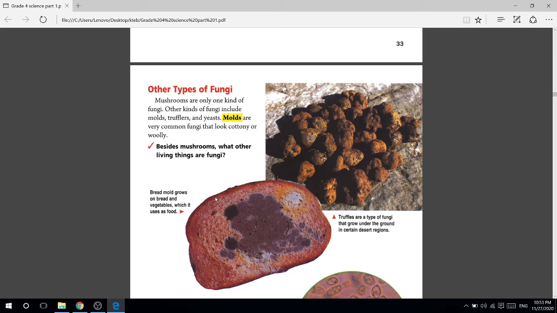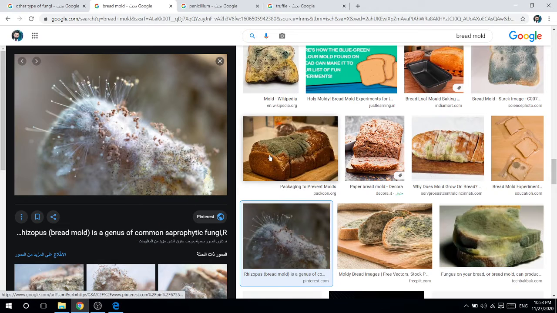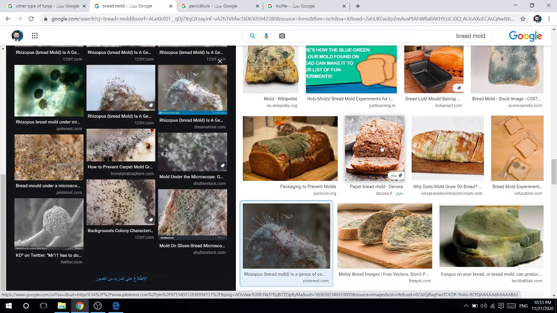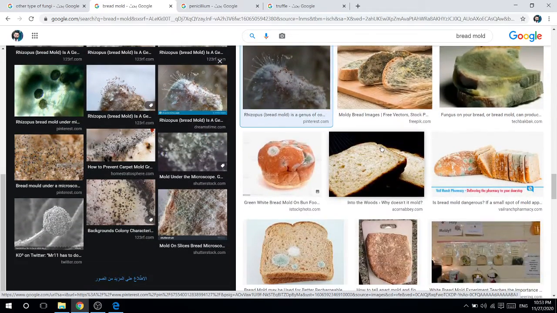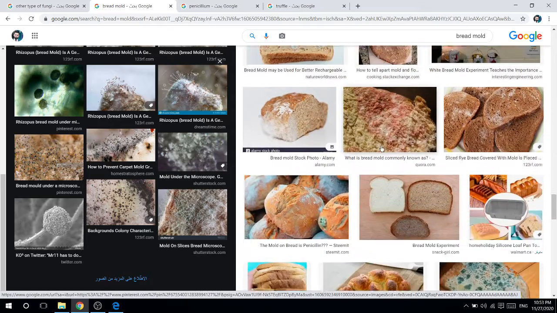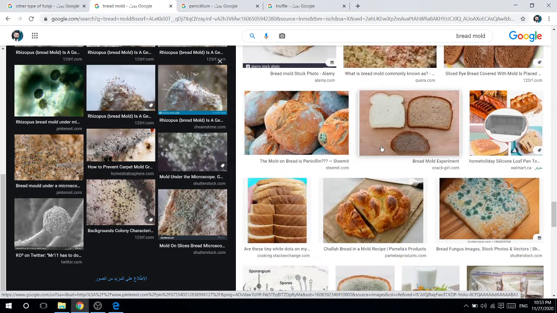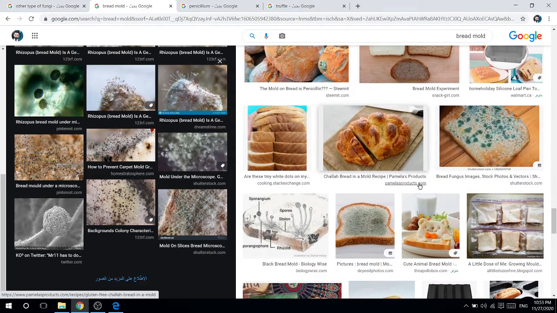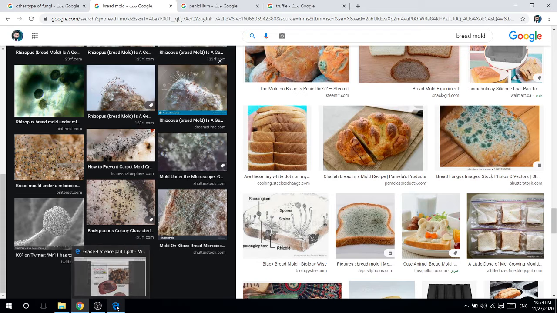Okay students, as I showed you in the picture, where do they grow? They grow on the bread and vegetables. Okay students, this is one kind of fungi called bread mold.